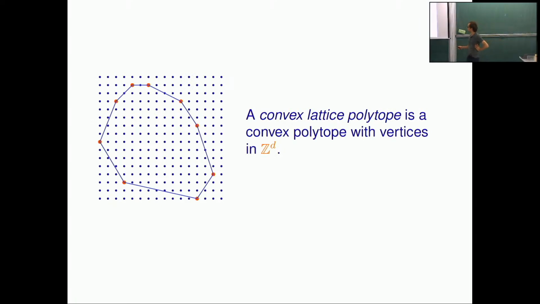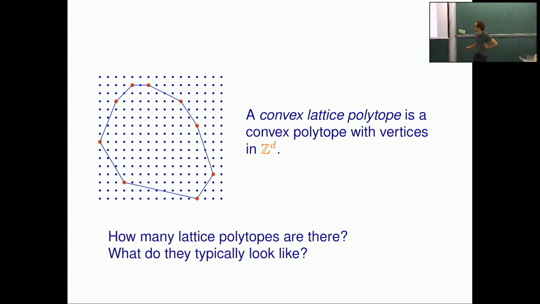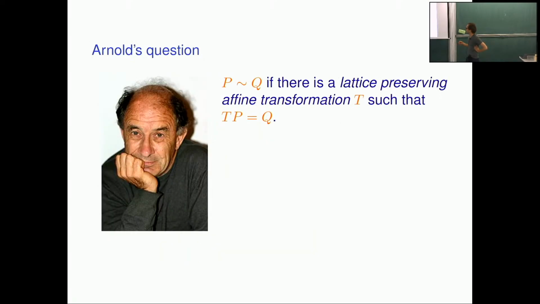So a convex lattice polytope is a convex polytope with integral vertices. And the questions that I'm going to discuss today are how many lattice polytopes are there under appropriate additional assumptions, and what do they typically look like? But before I make it more clear what I mean by these questions, let me talk about the genesis of these questions and where they came from.